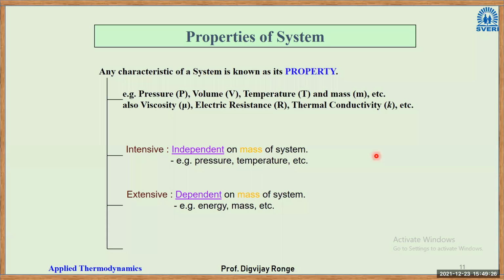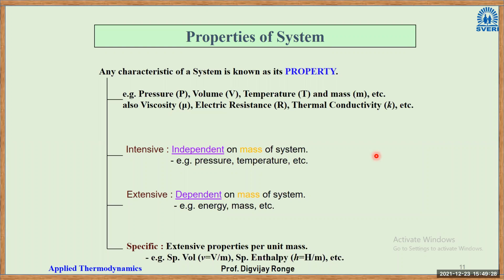And the third here is specific properties. Whenever we divide a property by mass, suppose I have volume, if I divide it by the mass of the system, it will become specific volume, okay?